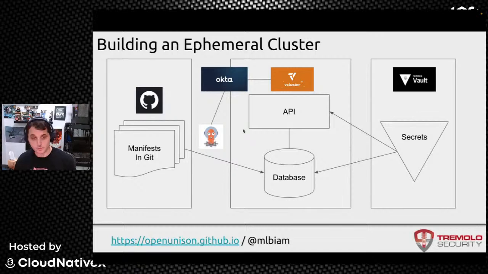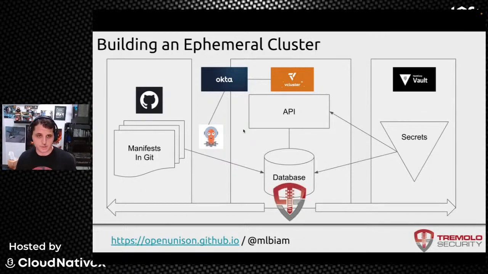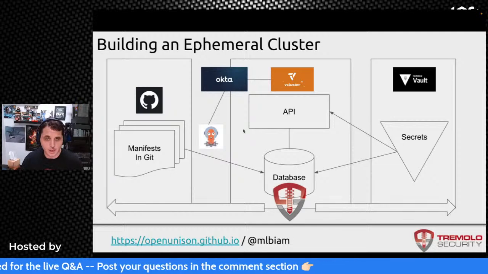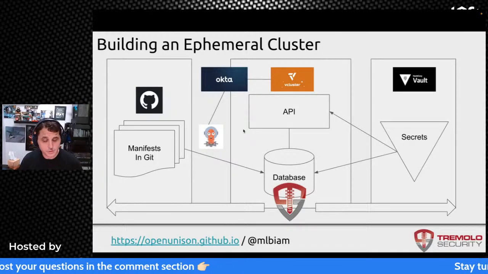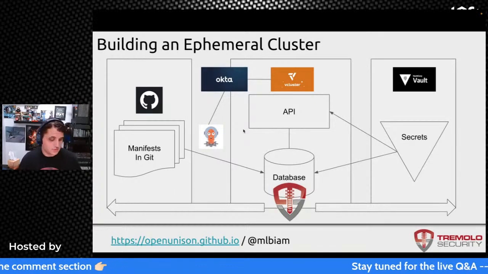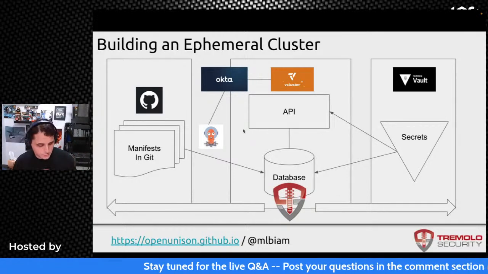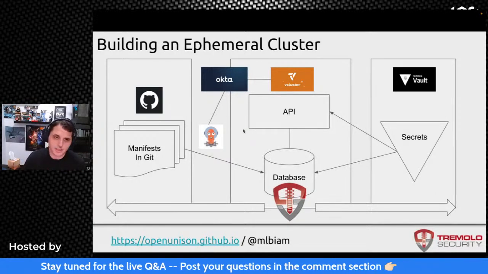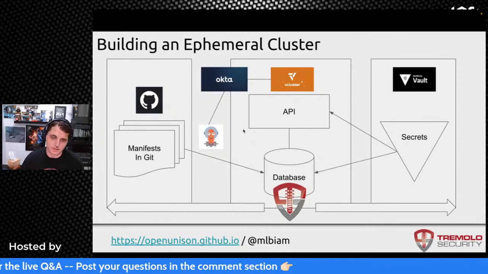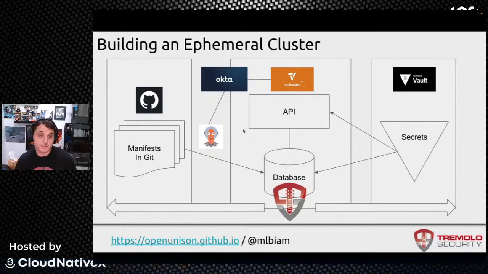So this is where Tremolo Security comes in with the OpenUnison project. If y'all have heard of OpenUnison before, it's probably going to be in the context of authentication for Kubernetes clusters, being able to proxy your authentication from Okta or Azure AD into your cluster. The other thing OpenUnison has is a namespace as a service system, where a user can log in and say, hey, please give me this namespace. Here's why I need it, and it'll provision it. So we're going to piggyback off of that to automate all this infrastructure.